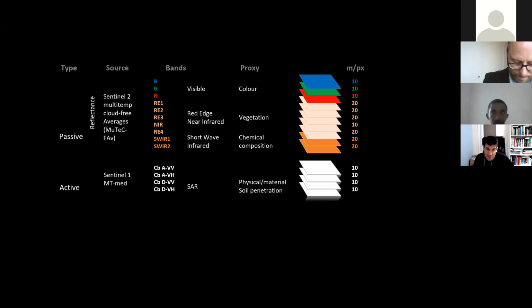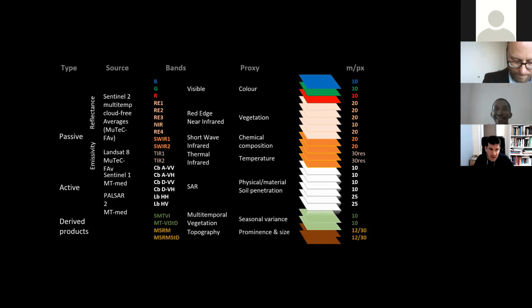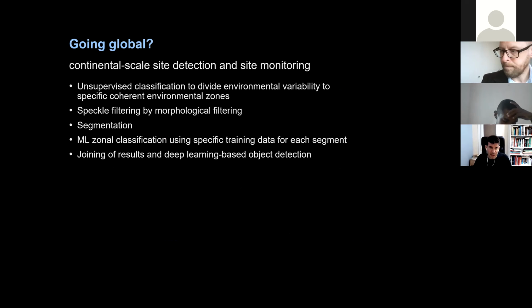So we have been working quite a lot lately on improving this method, using also emissivity data from other satellites and new types of active data, and also derived products that I have been developing on purpose to tackle archaeological sites. Okay. With these improvements, we think we can get a kind of global continental scale site detection algorithm.